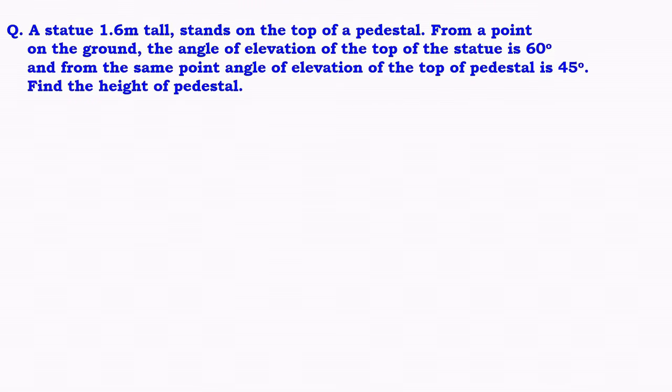Let us first understand the question and the figure carefully. A statue of height 1.6 meters stands on top of a pedestal. From a point on the ground, the angle of elevation of the top of the statue is 60 degrees. From the same point on the ground, the angle of elevation of the top of the pedestal is 45 degrees. We have to find the height of the pedestal.